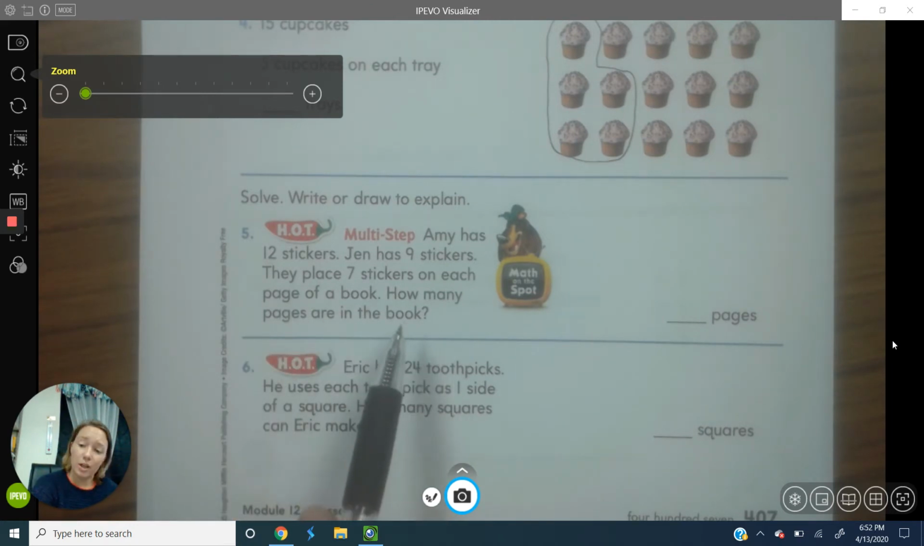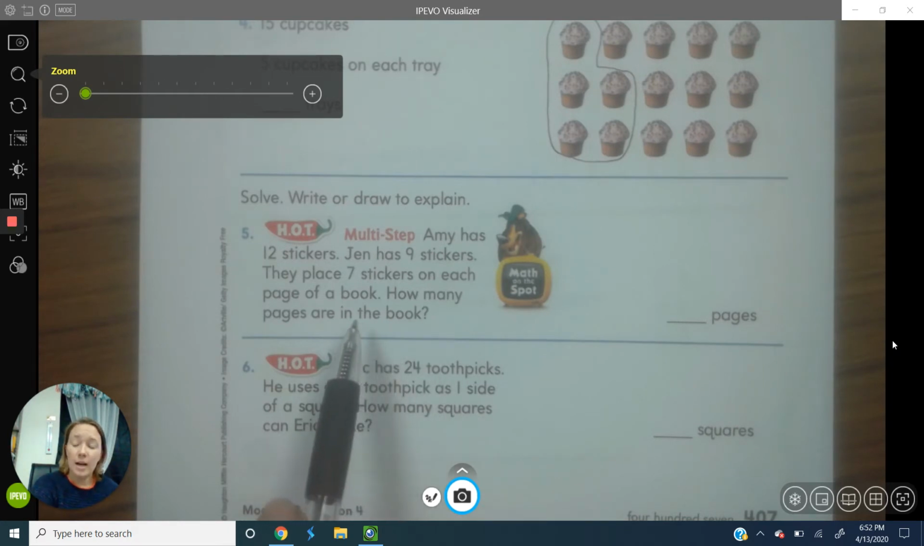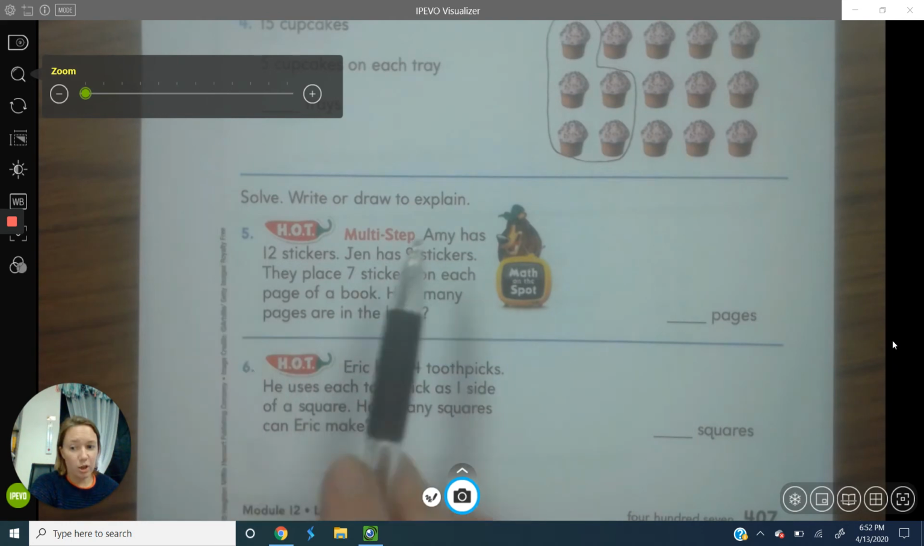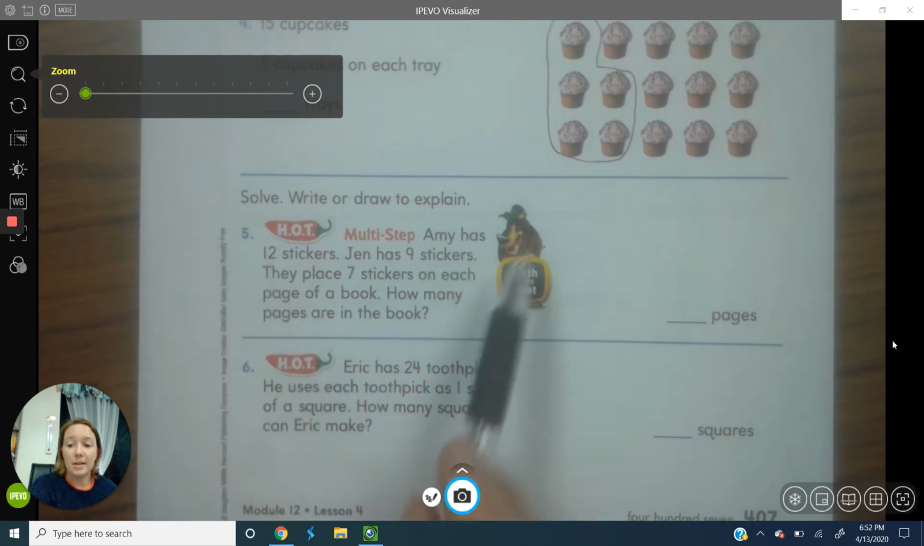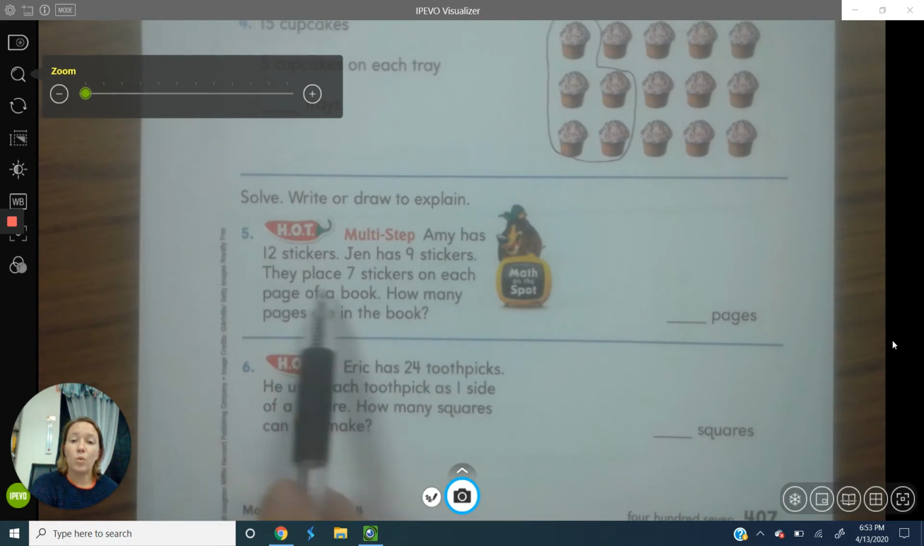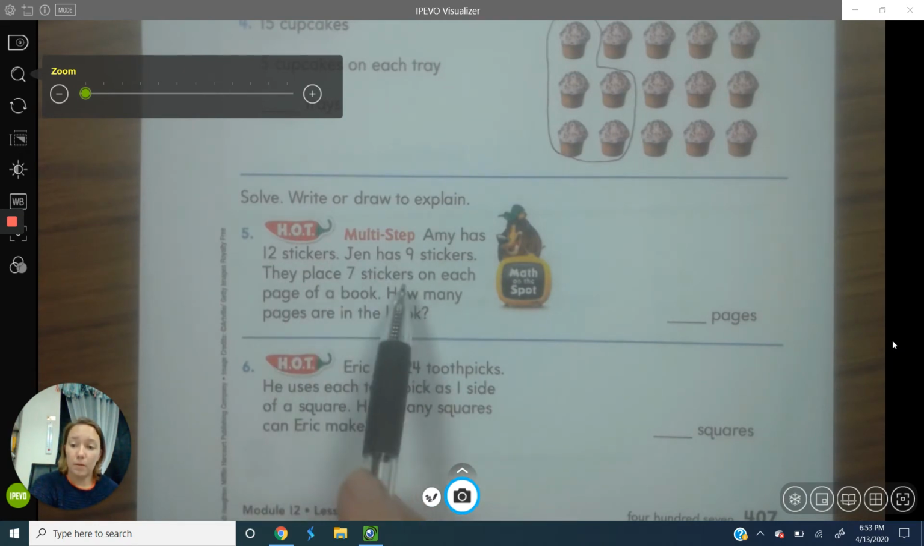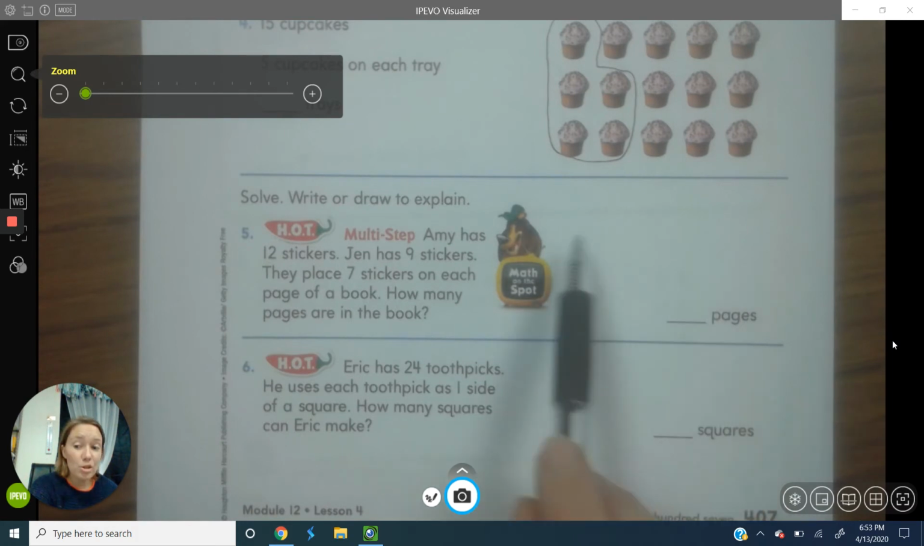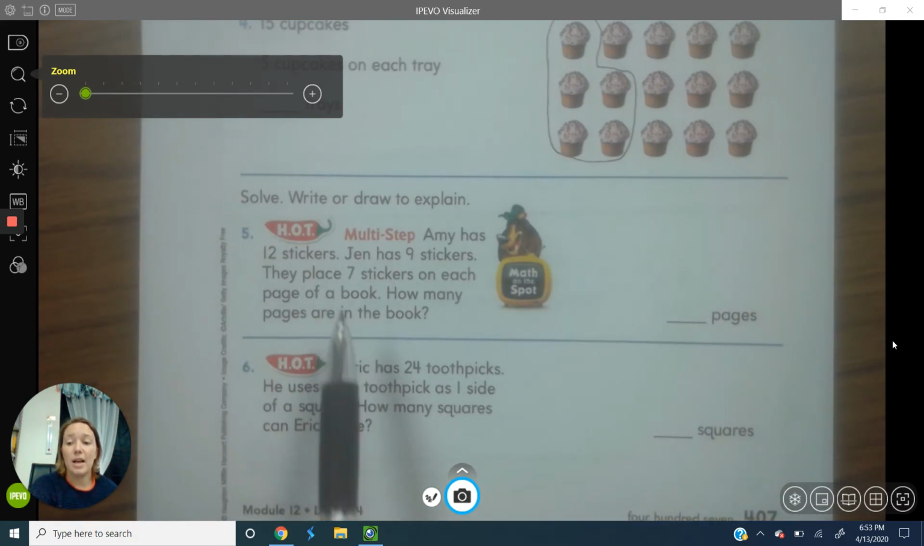If you were watching the warm-up video for the math, this is just like the problem they showed. So we have Jen's stickers, but all of those stickers are going in the book. So we need to know how many stickers in all, then circle out the group of 7. So I would figure out how many stickers in all. Then I would draw. Then I would circle my groups of 7 to see how many pages are in the book.